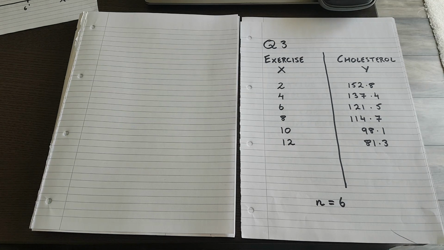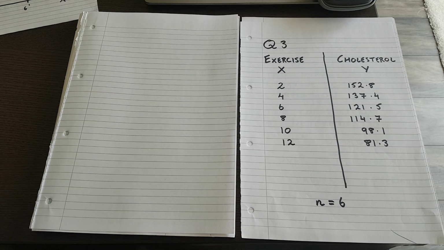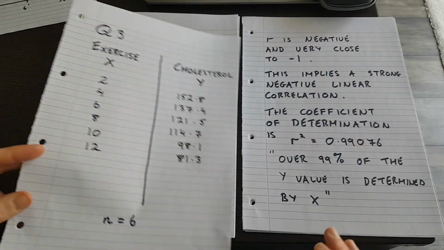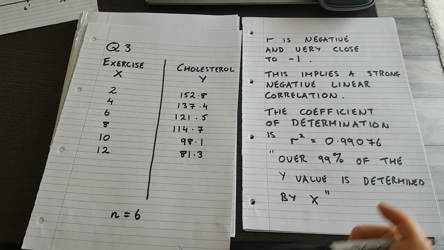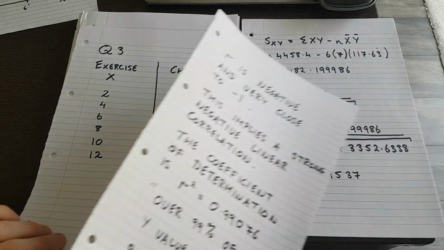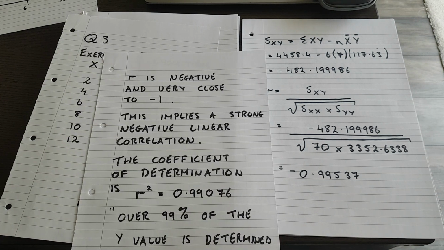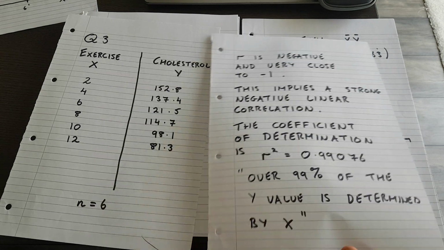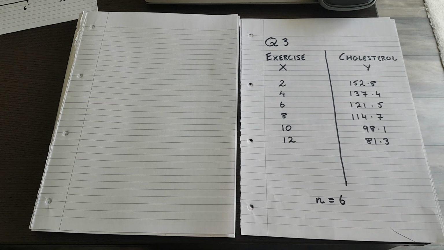Okay, so we're continuing with linear correlation. This is question three of the 2017 exam for Business Maths 1. We did part A. We saw that we had this example here with exercise and cholesterol, and we found an R value in this case of minus 0.995 with some stuff on the end of it. Okay, that's a very, very strong negative linear correlation. And we have an R squared of over 0.99, so very, very strong.